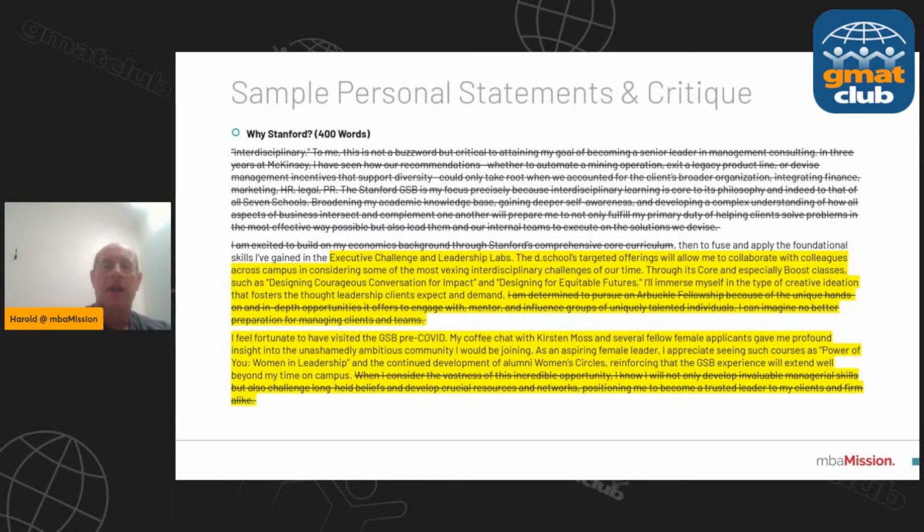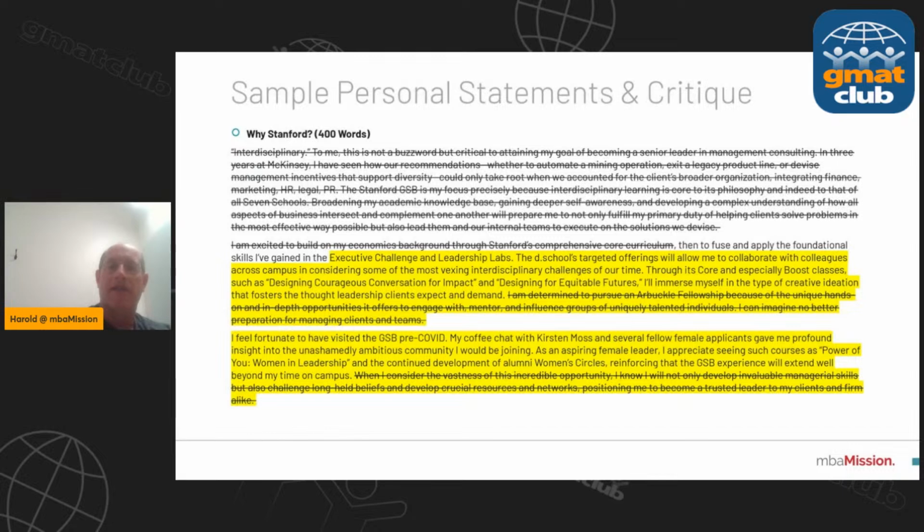What you can see here in that first paragraph is something that can be said at any school. The question is not why business school. The question is why Stanford. How much of the above is actually Stanford specific? Interdisciplinary. To me, this is not a buzzword, but critical to attaining my goal of becoming a senior leader of management consulting in 3 years at McKinsey. I've seen how recommendations were, and so on, blah, blah. There's nothing here that's Stanford specific. Again, that question is why Stanford.